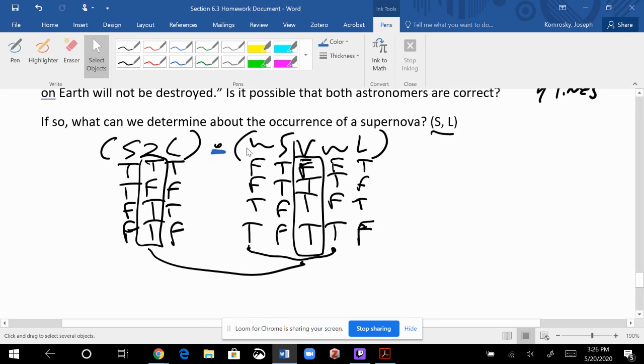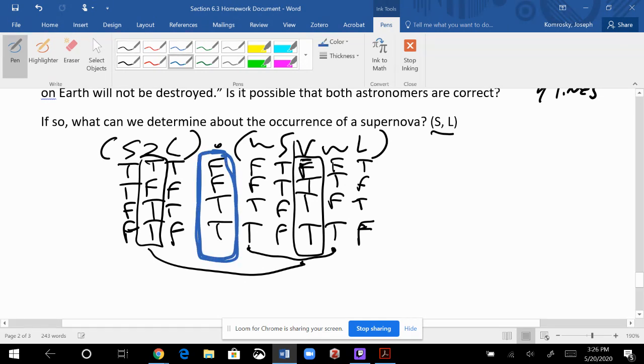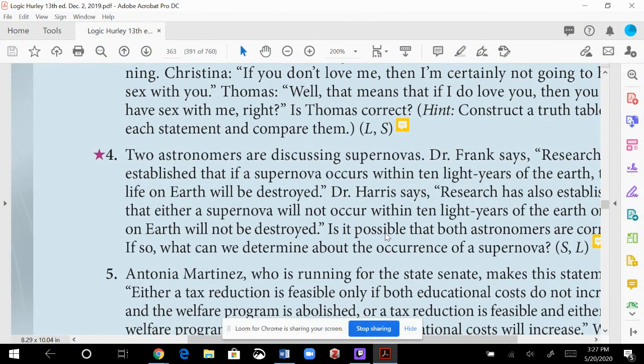And for a conjunction, both sides have to be true in order for the whole thing to be true. So this is false. This is false. This is true. And this is true. So how do we classify this statement?